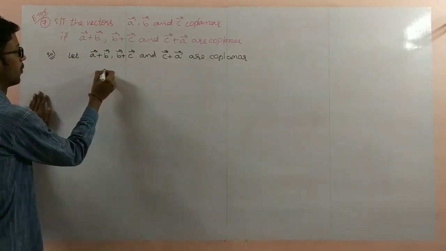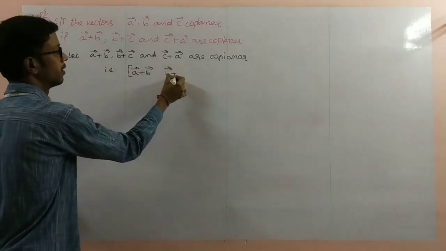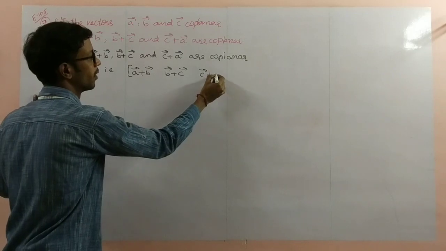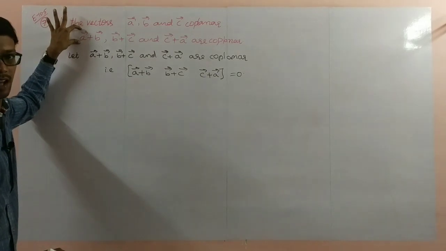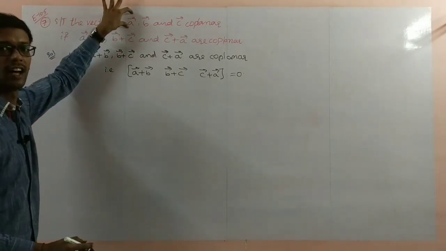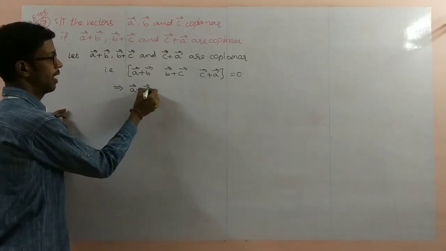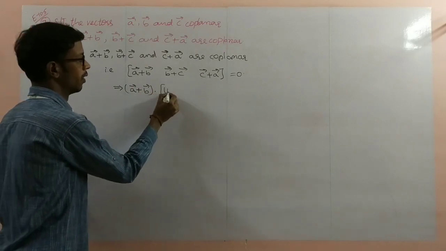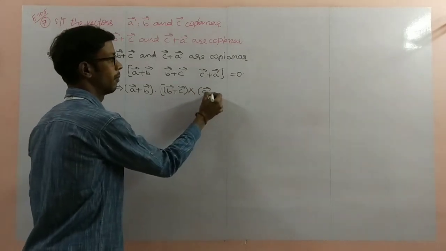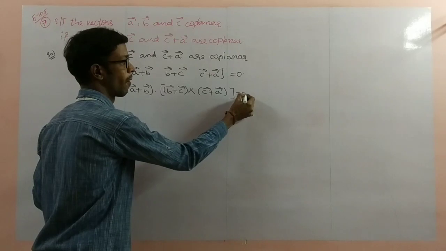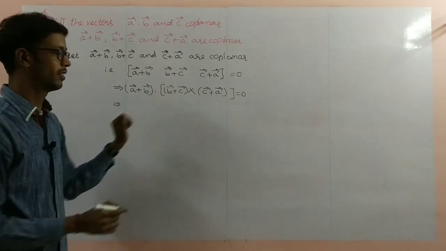That means, the box of A bar plus B bar, B bar plus C bar, C bar plus A bar equals 0. Now we are taking that these 3 vectors are coplanar. We have to show another 3 vectors are coplanar. For that purpose, by the formula, A bar plus B bar dot of B bar plus C bar cross C bar plus A bar equals 0. This implies, now you have to make the simplification.